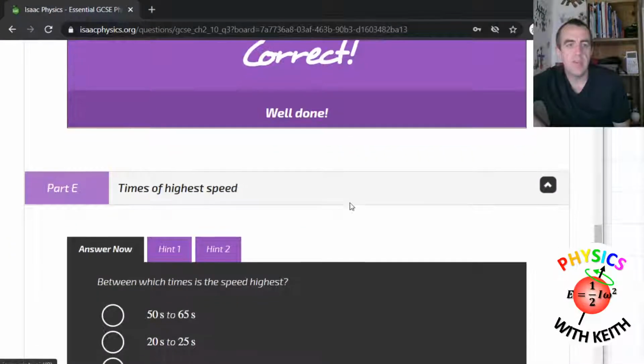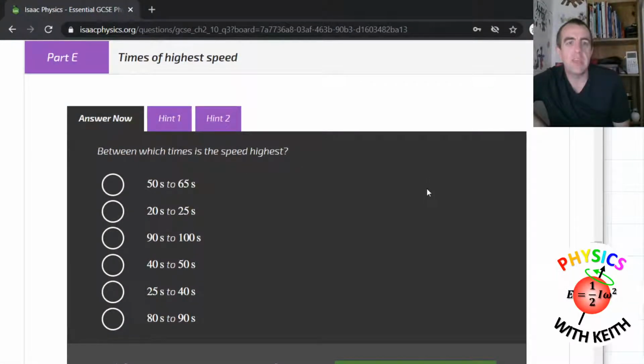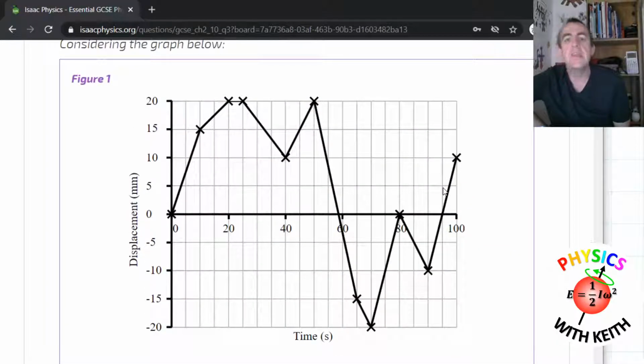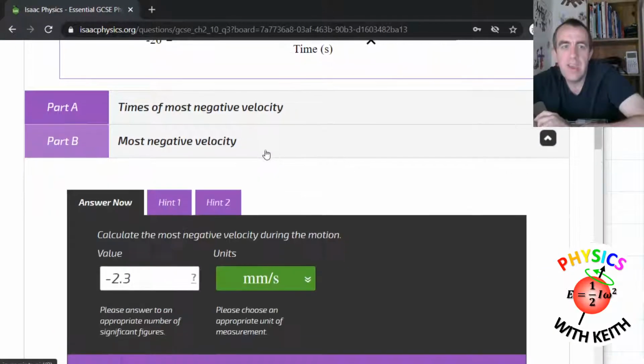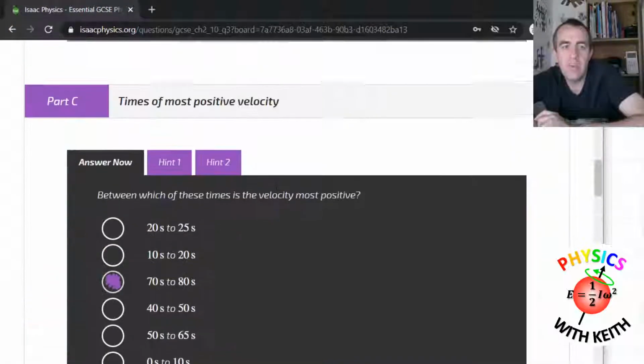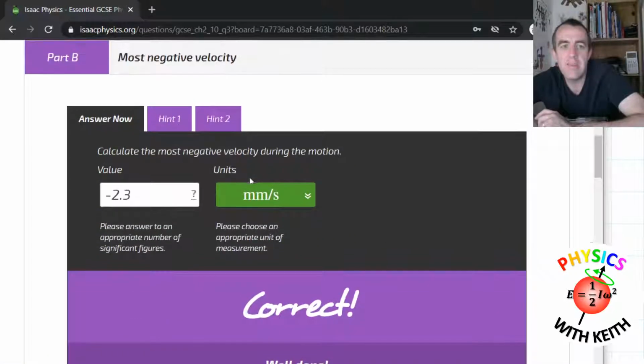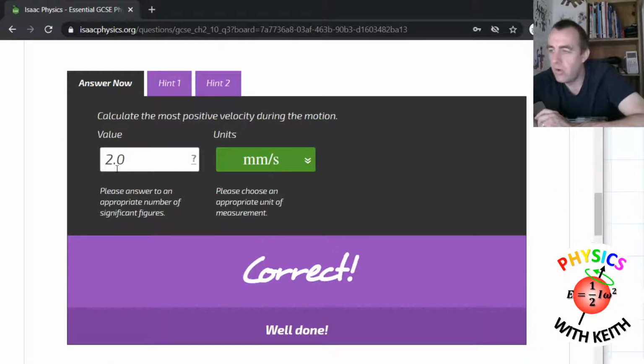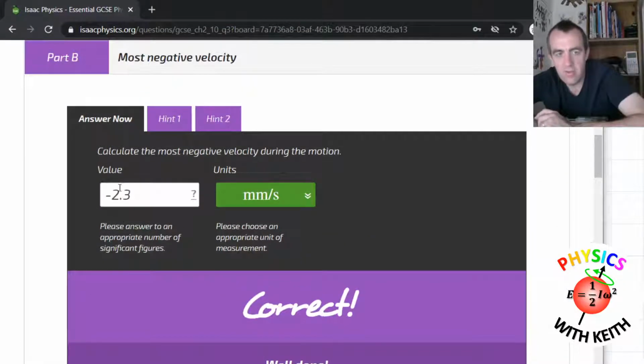Correct. Times of the highest speed: between which times is the speed highest? Okay, now we have to be careful, because speed is the magnitude of the velocity. So in other words, when is it the steepest gradient, but we don't care if the gradient is positive or negative? Well, we've calculated the most negative already, and we've calculated the most positive. So what we're saying is, which of these 2 numbers has the biggest magnitude? Negative 2.3 or 2.0? Well, the answer is negative 2.3.